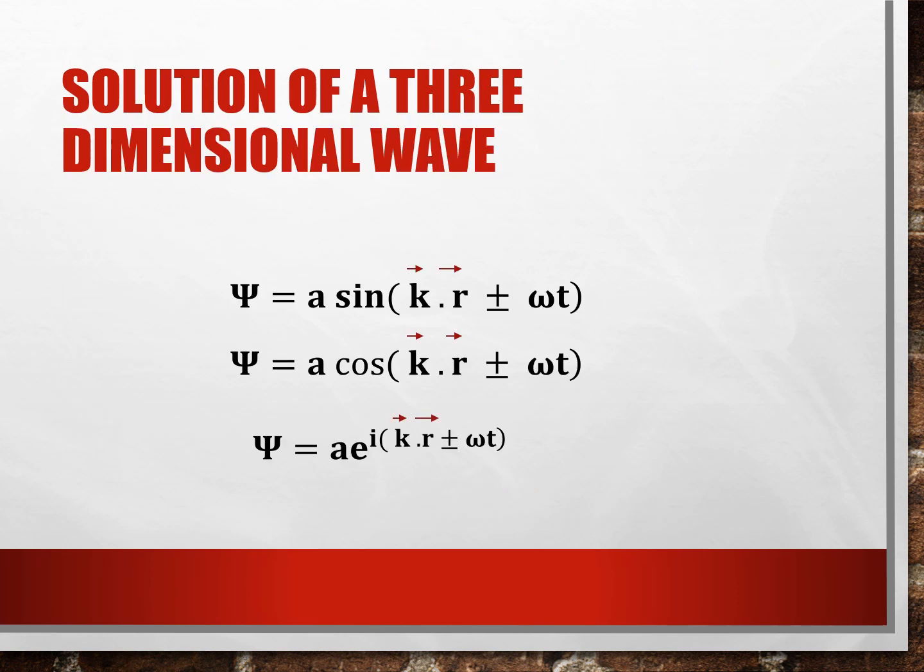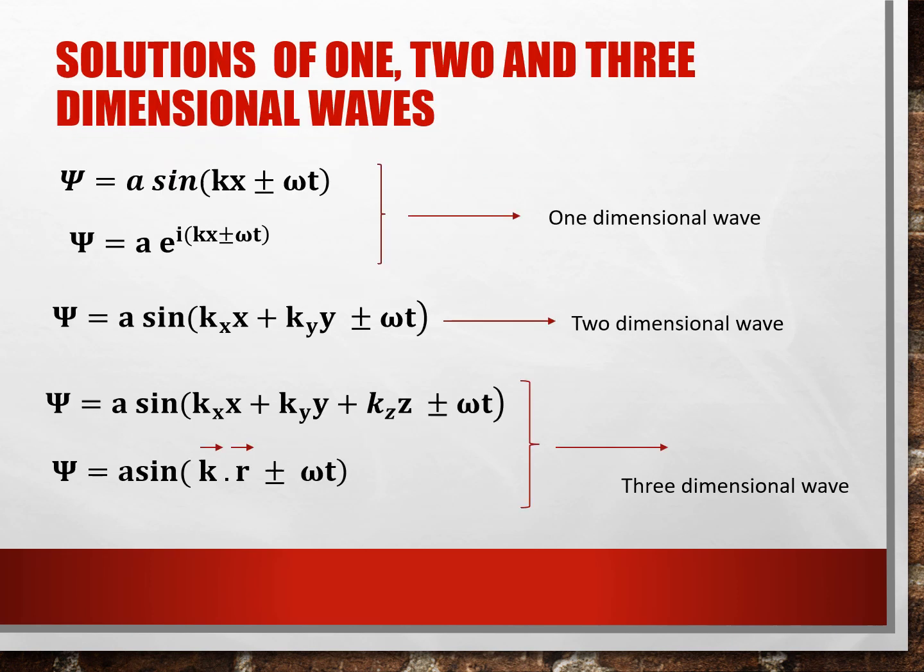Instead of psi is equal to A sin(k dot r plus or minus omega t), we can also represent the solution of a three-dimensional wave as psi is equal to A cos(k dot r plus or minus omega t), or as psi is equal to A into e raised to i(k dot r plus or minus omega t). So these are the solutions of 1, 2 and 3-dimensional waves.